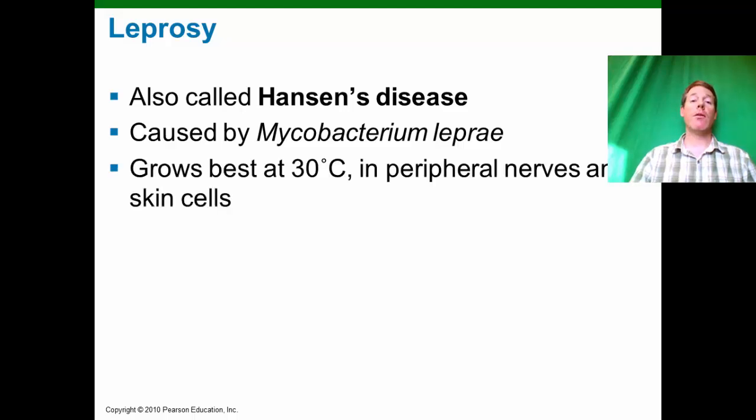This is a bacterium that grows optimally at 30 degrees Celsius. And now, what is your core body temperature in Celsius? Think about that for a minute. That's 37 degrees Celsius. So this is cooler than your core body temperature. This is not a bacterium that grows well in your gut. It grows well in the periphery of your body where your tissue is a little bit cooler, about 30 degrees Celsius. Peripheral nerves and skin cells. That's where it likes to grow.